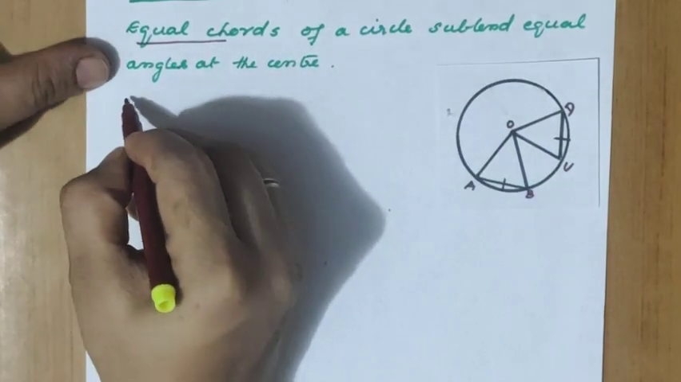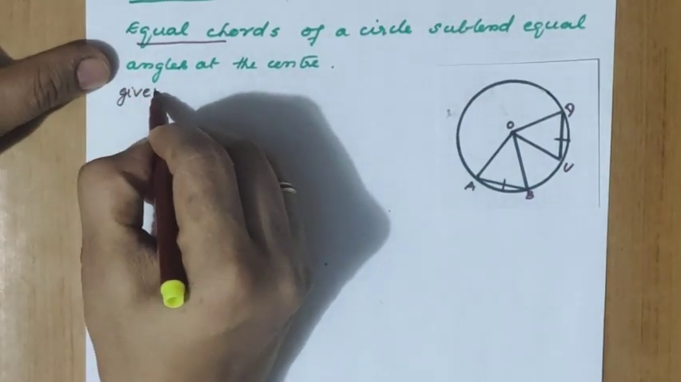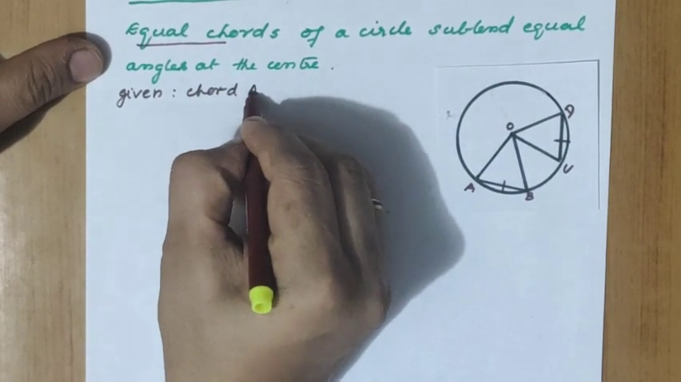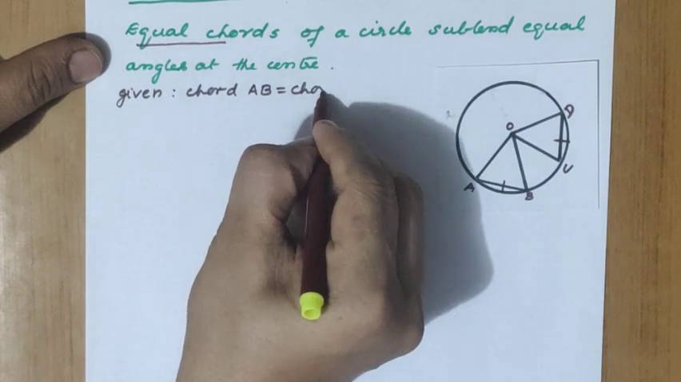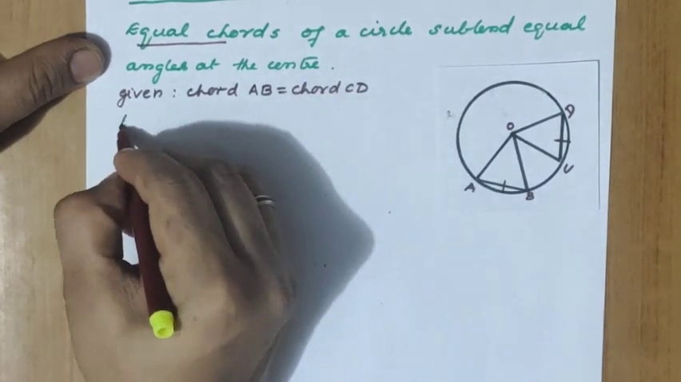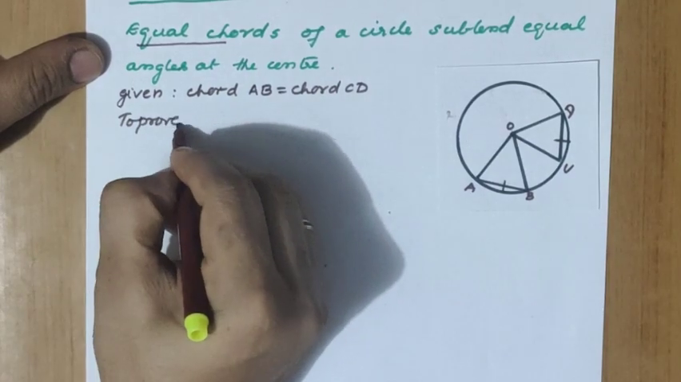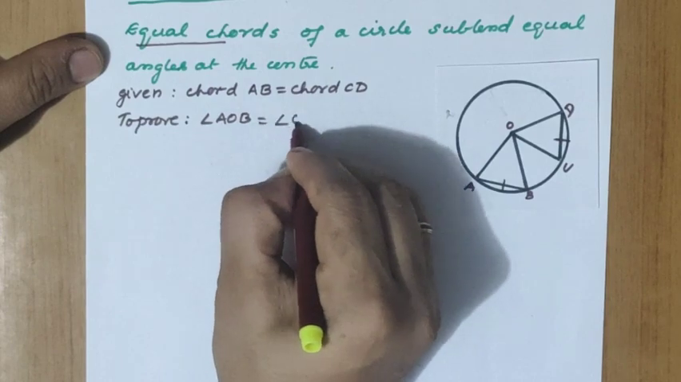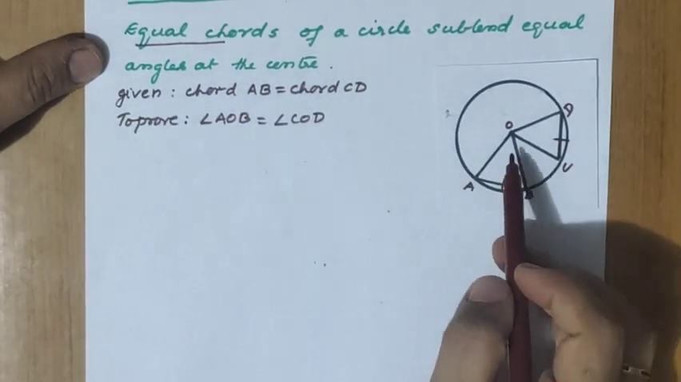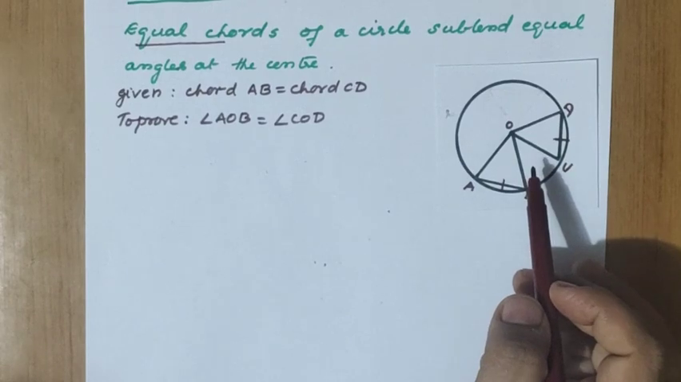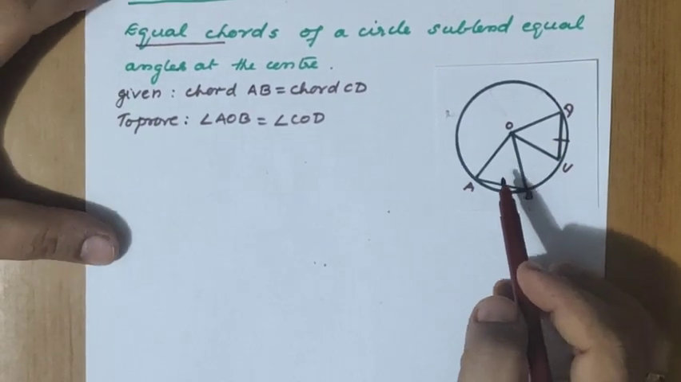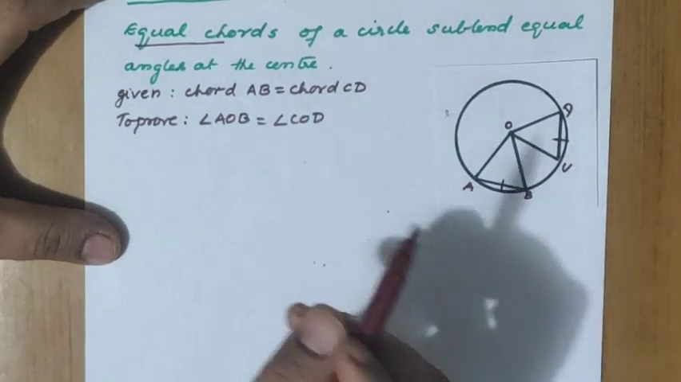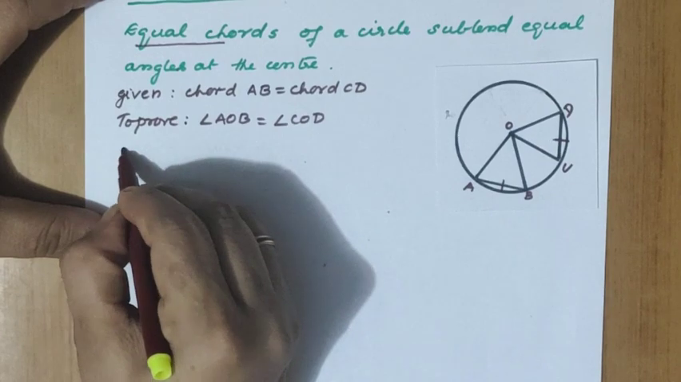So what is given in the question? AB equal to CD, or we can write chord AB equal to chord CD. To prove: angle AOB equal to angle COD. If you are writing a construction, join OA, OB, OC, OD, that is also correct. Without that also we can prove this theorem, because when we are making the angle AOB, OA and OB must be joined. So here, proof.